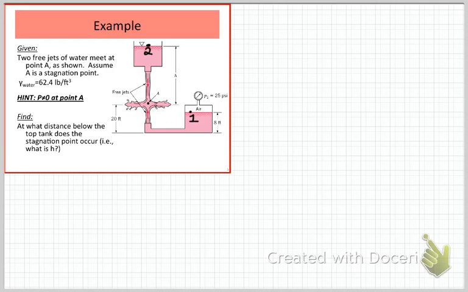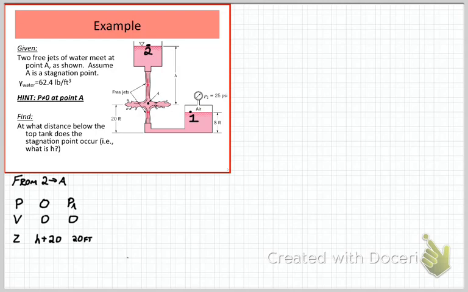So to solve this problem we're going to apply the Bernoulli equation to relate pressures, elevations, and velocities to one another. And the first thing we'll do is apply the Bernoulli equation between point 2, labeled on the plot, and point A, the stagnation point in between the two jets of water. And so I've gone ahead and written down our known pressures, velocities, and elevations.